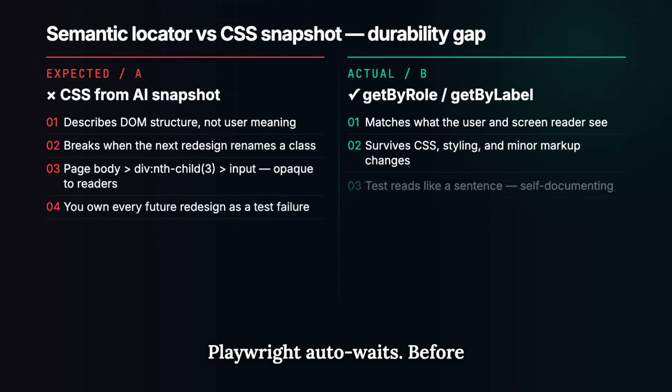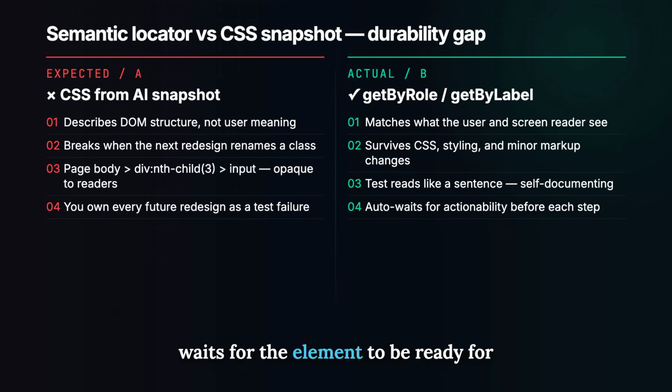Playwright auto-waits. Before it clicks or fills, it waits for the element to be ready for interaction: attached, visible, enabled, and stable. That is why a hard-coded sleep is almost never the right fix. Semantic locators are the second half of the story. Prefer getByRole, getByLabel, getByPlaceholder, getByText, and only then getByTestId. Reject the long CSS selectors AI sometimes pulls from a DOM snapshot. Those selectors describe structure, not meaning, so the next redesign breaks them. Semantic locators describe what the user sees, so they survive a restyle.